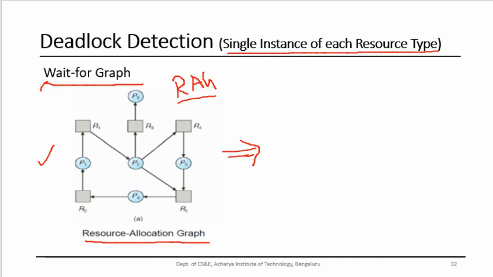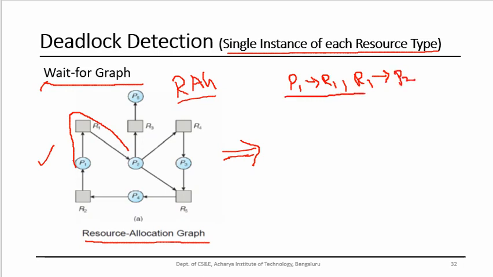Now let's see how we can convert this resource allocation graph into a wait for graph and use that for detecting the deadlock. I will discuss the detection algorithm in the next slide. In this slide, let me explain how this resource allocation graph is converted into a wait for graph. Now you look at this. Here you have two edges. One is from P1 to R1, and the other one is from R1 to P2.